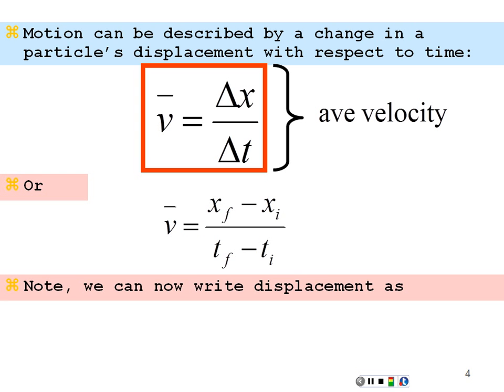Now with this definition of average velocity, if I look at this equation, v bar is equal to delta x over delta t, and multiply both sides by delta t, I get that my displacement is equal to my average velocity times my interval of time, delta t. This could be quite useful in some of the things that are yet to come.